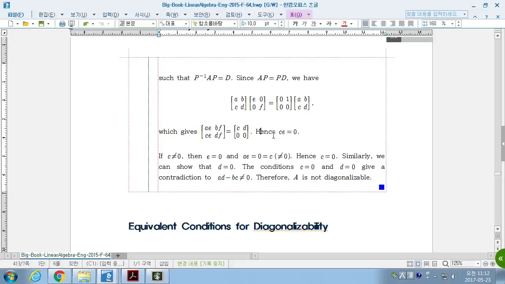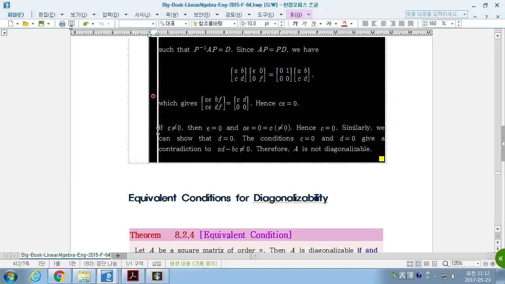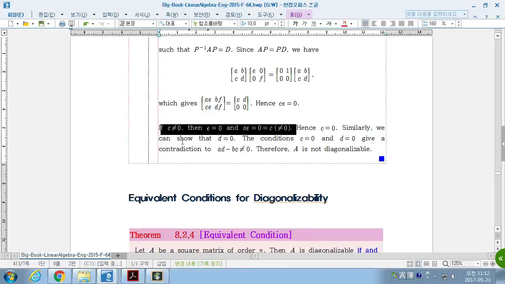The sides are already the same. So CE should be 0 in here, and DF should be 0. So CE should be 0, so at least one of C and E should be 0. Let's suppose C is not 0, then E should be 0. But if E is 0, then what? A times E is 0, so C should be 0 again. This yields a contradiction. We assumed C is not 0, but C should be 0. So C should be 0 already.